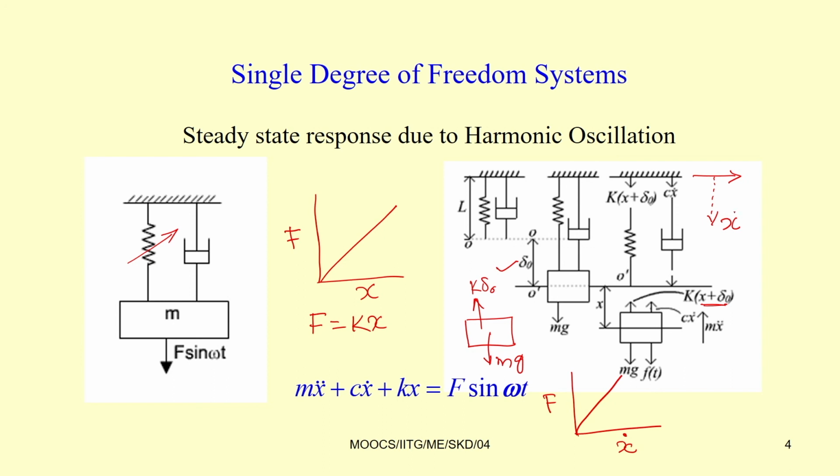Now the displacement of this mass equals x plus delta 0. The spring force equals k into x plus delta 0, and the damping force equals C x dot, as delta 0 is constant and its differentiation equals 0. So the damping force equals C x dot and the spring force equals k into x plus delta 0. Now the inertia force equals m x double dot.